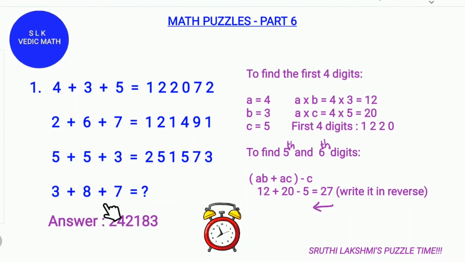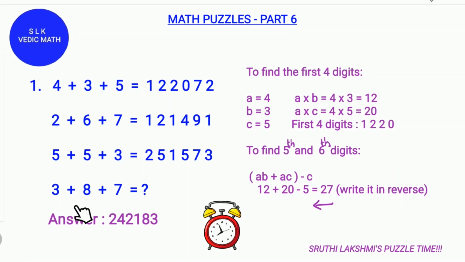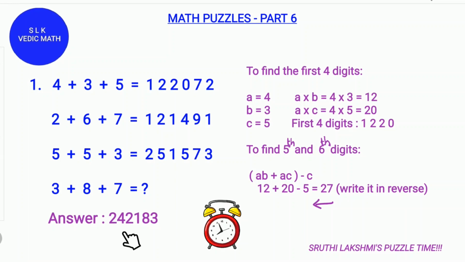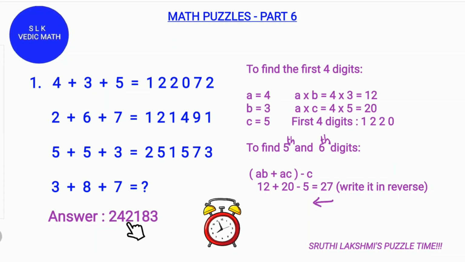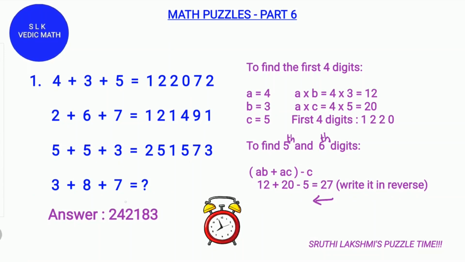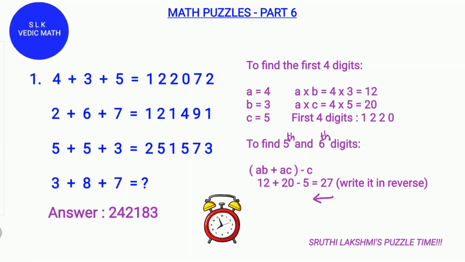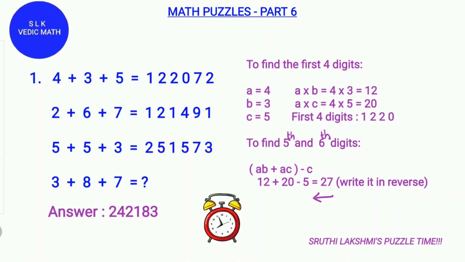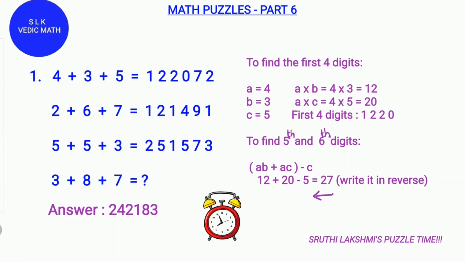For 3 plus 8 plus 7, we do 3 times 8, which is 24, and 3 times 7, which is 21. Next, we add 24 plus 21, which is 45, and we subtract the last digit, 7, from 45. 45 minus 7 is 38. We write 38 in reverse, which is 83.